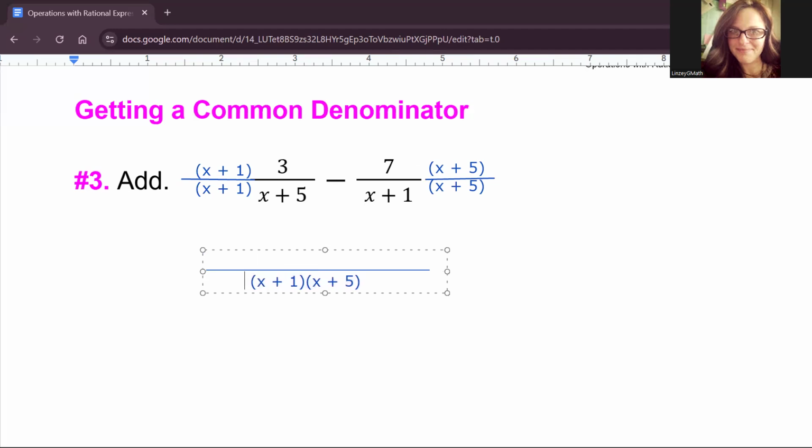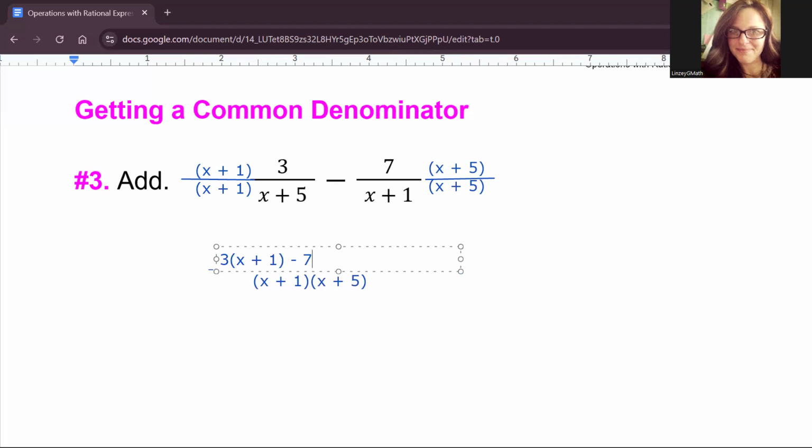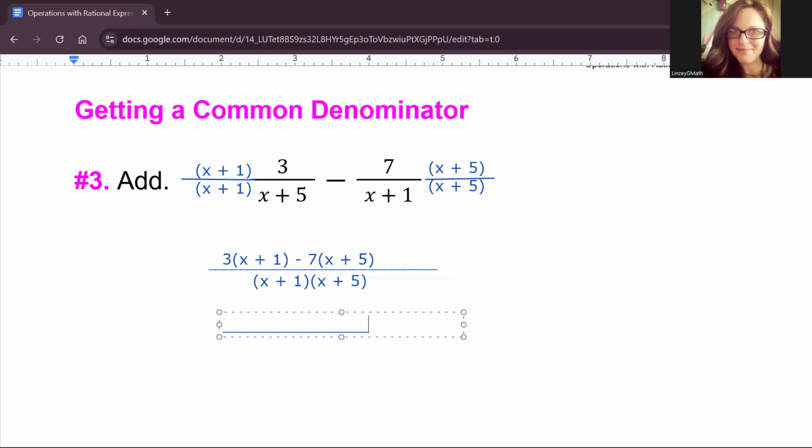And now we can subtract the numerators. We get 3 times x plus 1 minus 7 times x plus 5. And then we can distribute and simplify. 3x plus 3 minus 7x minus 35. And I'm going to go over here.